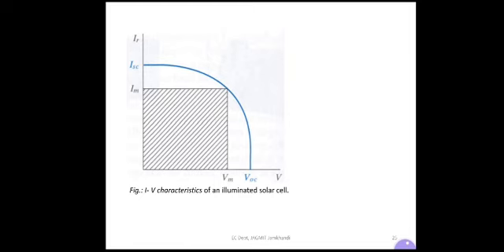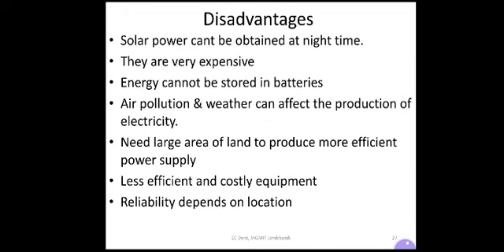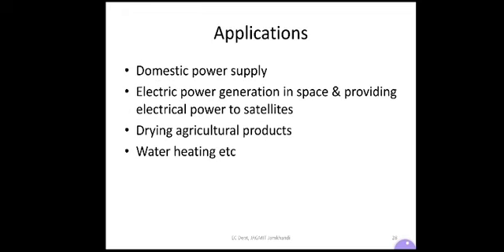Here the ratio, Vm into Im divided by ISC into VOC, is called the fill factor. The fill factor is defined as the ratio of Im Vm by ISC into VOC. It is a figure of merit for the solar cell design. So already we have discussed advantages, disadvantages and applications.